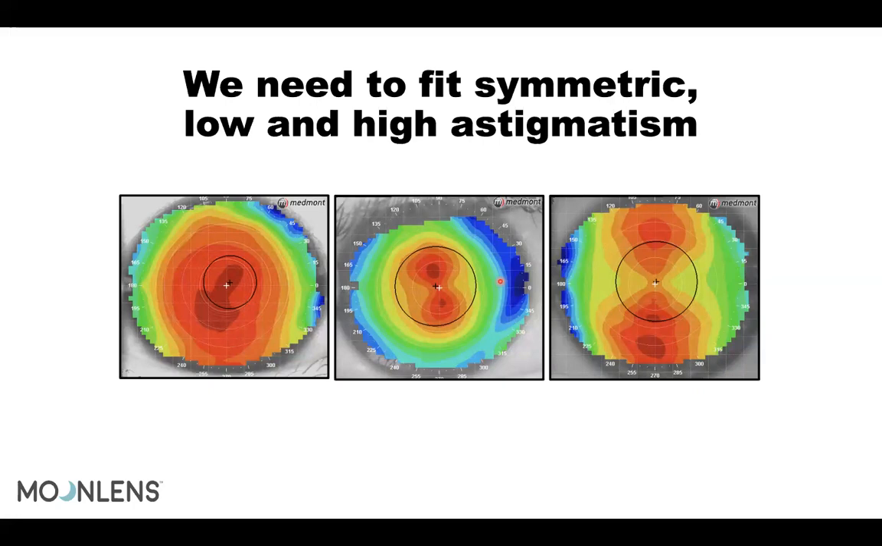So whenever I do a topography, I do have the Medmont, so that topographer gives me that information right away. Whenever I see a difference between those two meridians of about 25 microns, I immediately go with a toric lens because I know that's going to work better for my patient. It's going to create fewer complaints and fewer issues with my patients. So I just prefer to go with that.